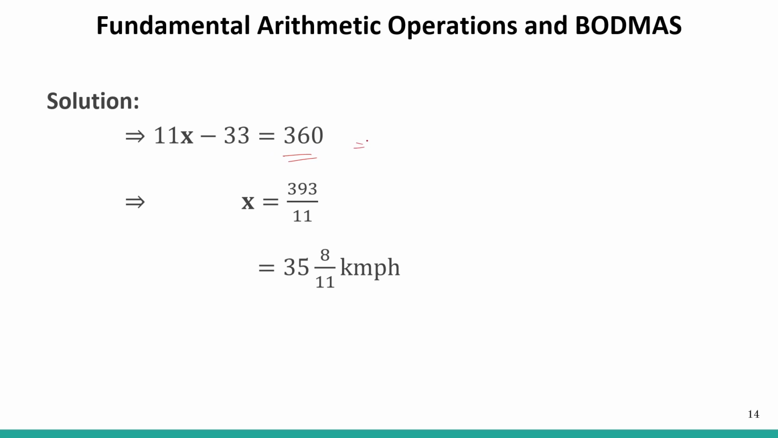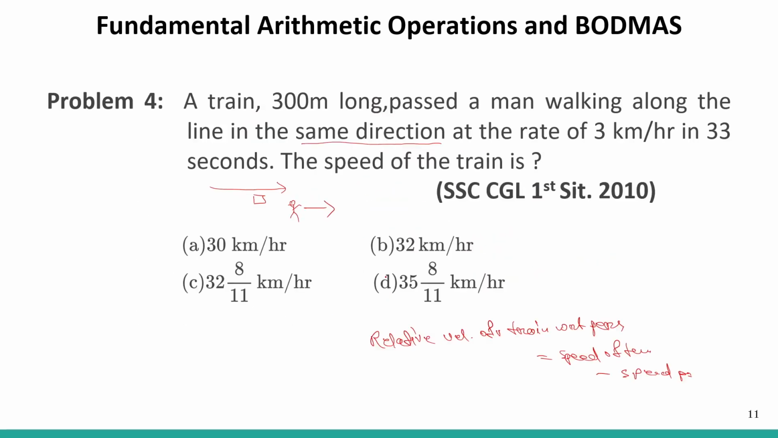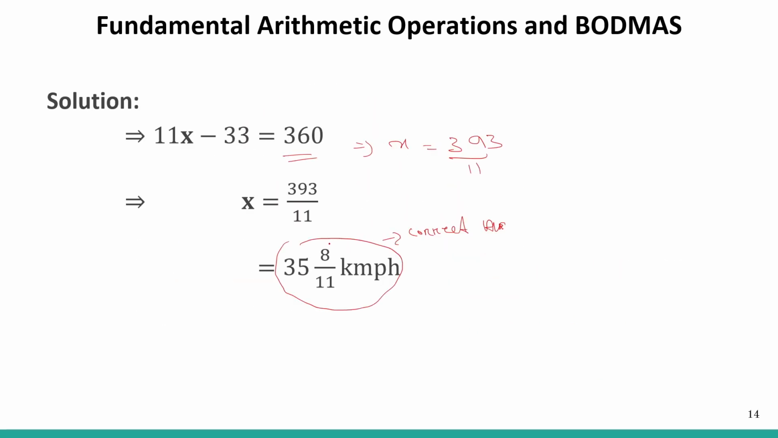So this implies that x is equal to what? 393 by 11, right? So this is nothing but equal to 35 whole 8 by 11 kilometer per hour. This is the correct answer. These are all wrong answers: 30, 32, 32 whole 8 by 11 are all wrong answers.